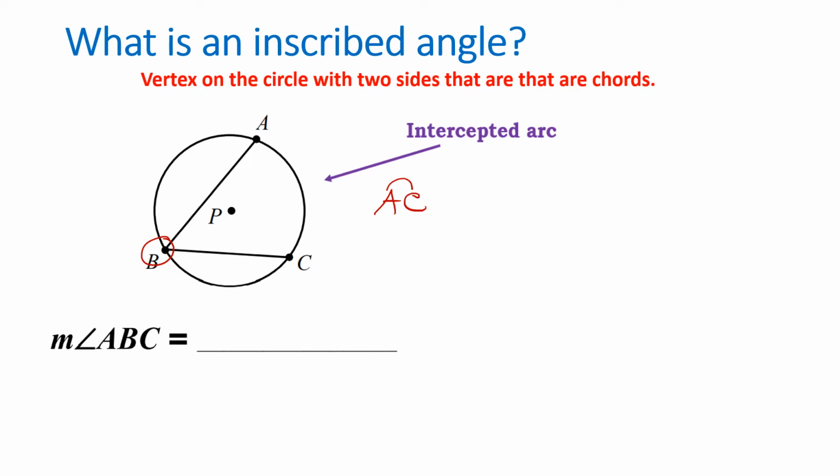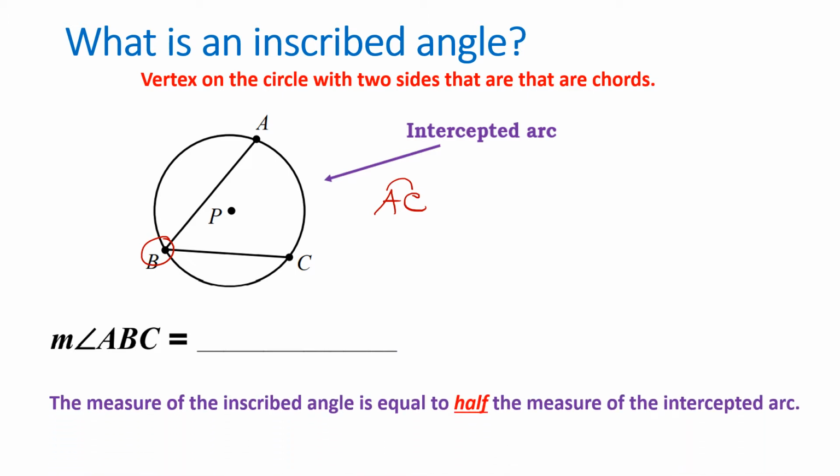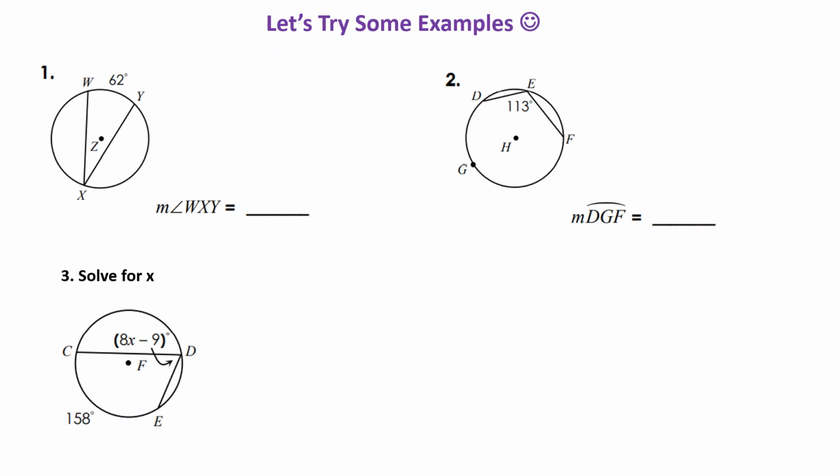And so let's look at our property here. The measure of the inscribed angle is equal to half the measure of the intercepted arc. So the intercepted arc here is arc AC, and so the measure of angle ABC is 1/2 the measure of arc AC. So now let's use this knowledge here to work out some problems. So let's take a look at our first 3 examples here.